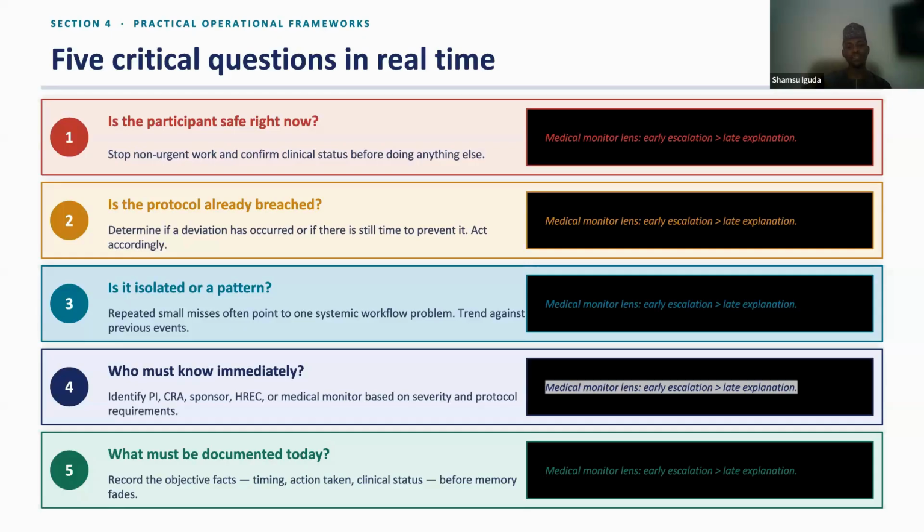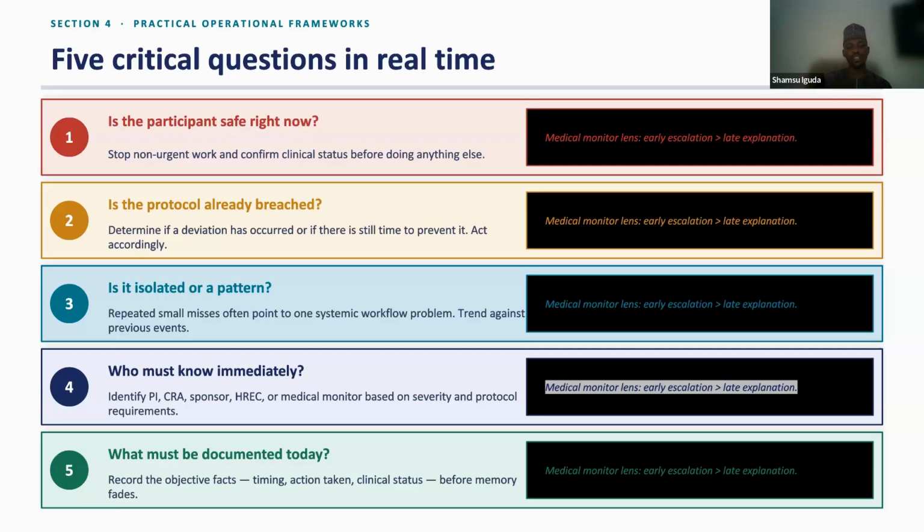A single missed visit window may be an event triggered by many circumstances. But if this is the third missed visit window in the past 6 weeks, that is not a series of isolated events. It is likely a systemic workflow problem. Recognizing the pattern early prevents small misses from accumulating into major quality findings.